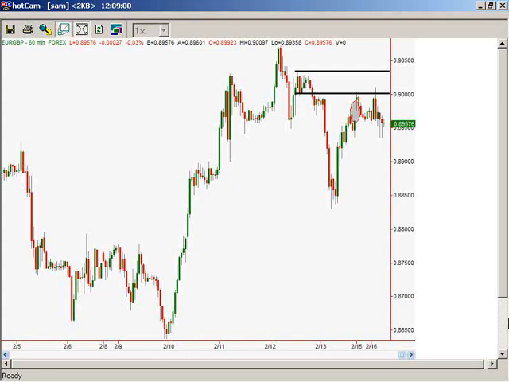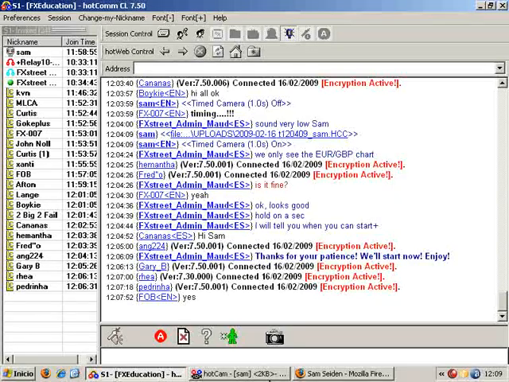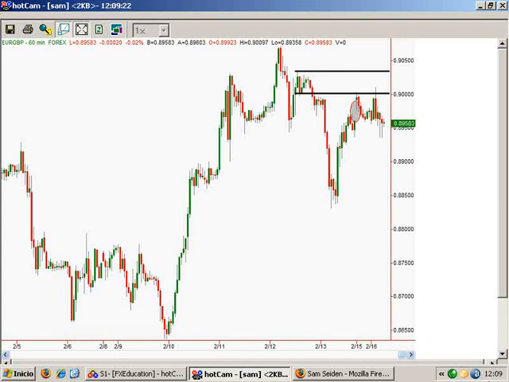For the novice gap, that's the really important one. The novice gap is a gap after a move in price in the direction of that move. Okay? I'll say it again. A novice gap is a gap after a move in price in the direction of that move. Why is that called a novice gap?